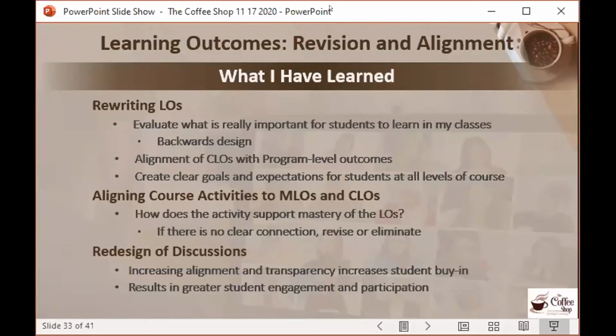And then the discussions: increasing the alignment and transparency really increased my student buy-in. They were doing the discussions, they were reading the literature, they were reading extra papers that I didn't even ask them to read. I mean, how cool is that? And now we have robust discussions in my class. There are none of these silent, awkward moments, and it really increased my participation.